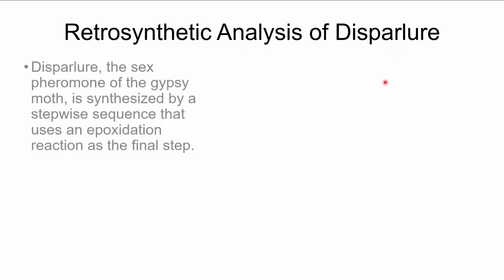So just in terms of how we would use epoxidation in the synthesis of a complicated compound, we can look at this natural product called Disparlure. It is a pheromone for moths, and it is of interest to scientists. They want to know how to synthesize it.